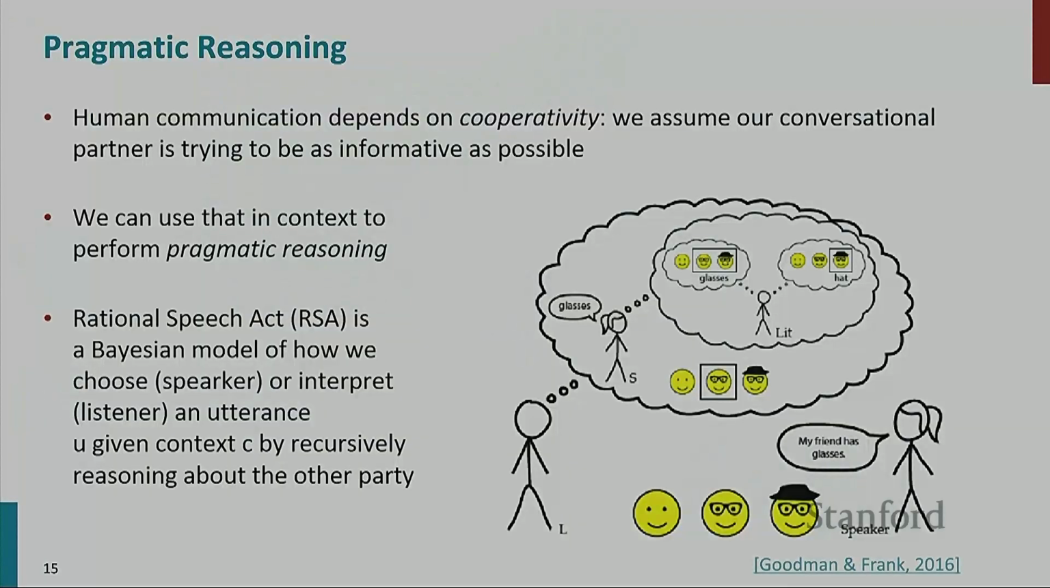So you just described RSA, basically. We do this kind of recursive reasoning, apparently, right? Where we think, okay, if they wanted to refer to the person with the hat, they could have said hat, and that would not have been ambiguous. But they did not say hat, which probably means something about what they intended to refer to.